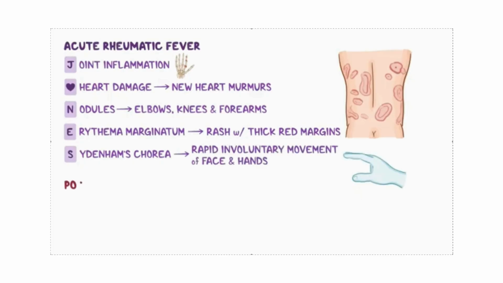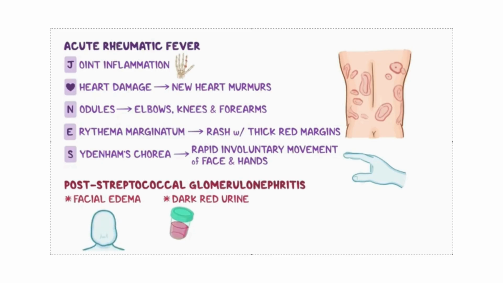With post-streptococcal glomerulonephritis, there is mainly facial edema and dark red urine, because glomerular damage allows red blood cells to pass in the urine.